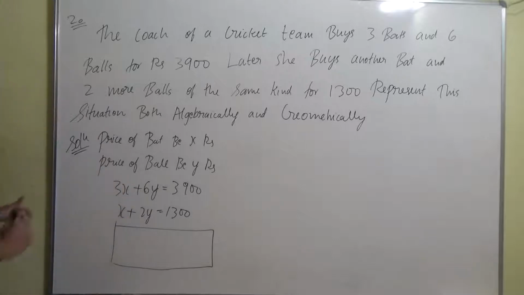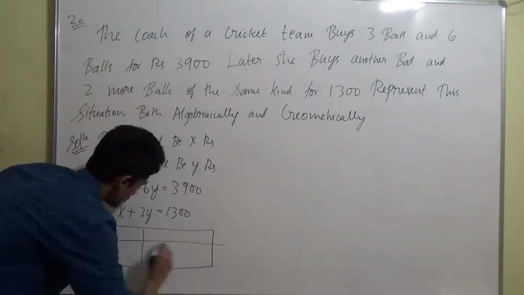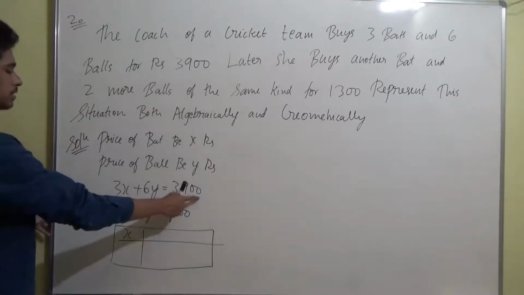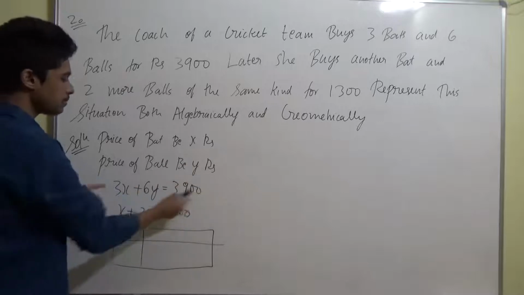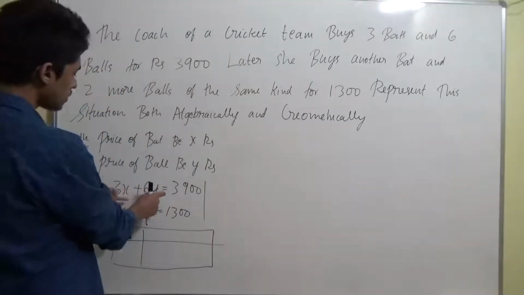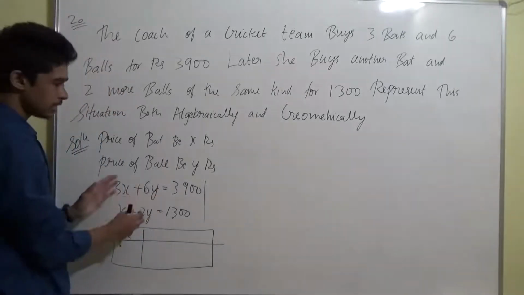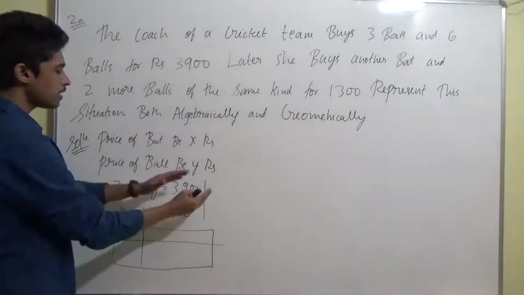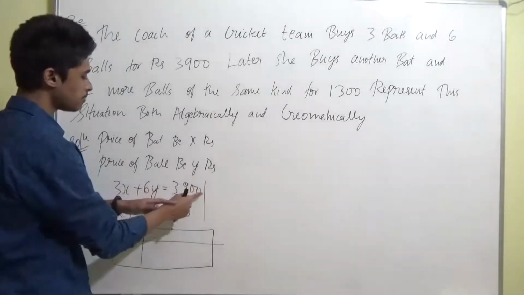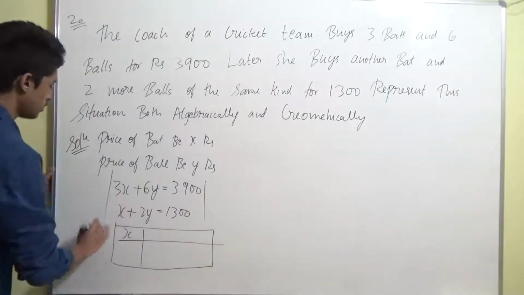This is for the first equation. For the first equation, let's take it like this. So this is going to be for x, and y is going to be equal to 3900 minus 3x by 6. Did you get how it is? I'll tell you, guys. Since you have to take the value of only y, the 6y will be kept on one side, and on the other side you have to keep the other variables. So it will become 3900 minus 3x by 6, right?